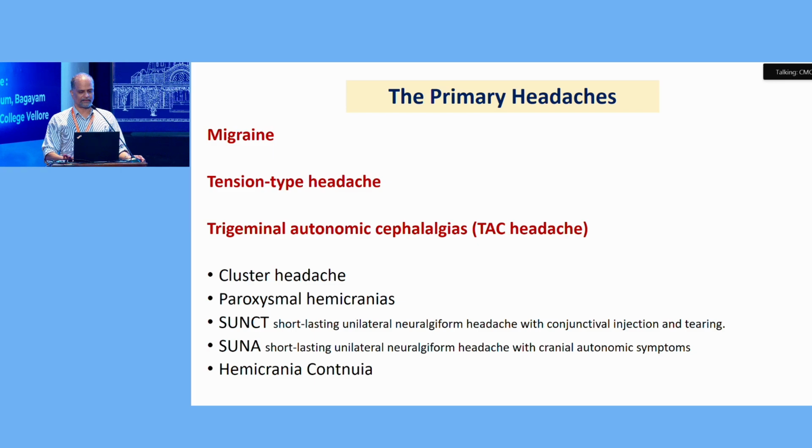Now, if you look at all the primary headaches, you can classify them into three big groups. One is migraine, second is tension type headache, and third is what you call the TAC headaches, or trigeminal autonomic cephalalgias. In this TAC headache group, there are cluster headache, paroxysmal hemicrania, SUNCT, SUNA, and hemicrania continua. So this is how you broadly classify your primary headaches.